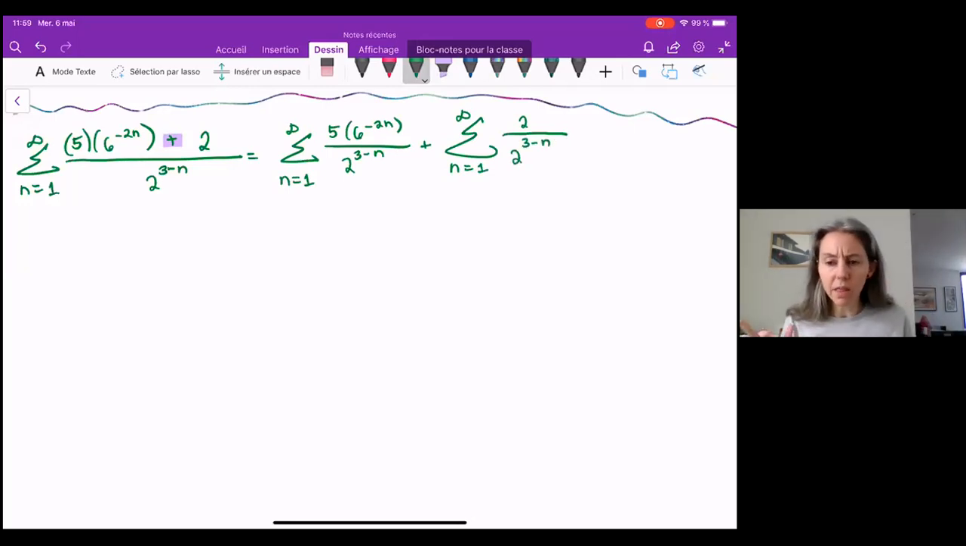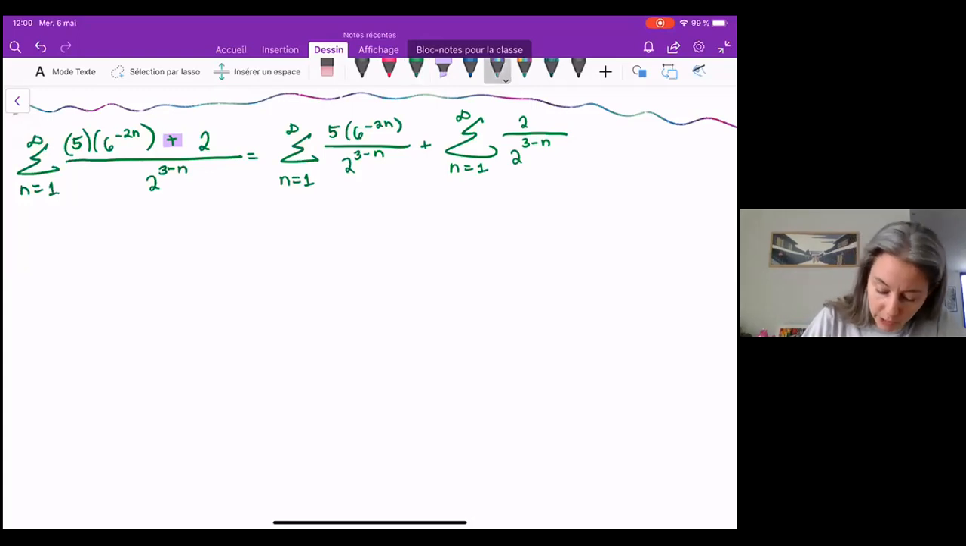Now I could simplify things, especially on the right side with that 2 over 2 to the 3 minus n, but I'm actually just going to leave this as is for the moment. Okay, so we have these 2 different series. I want to figure out separately if each of them converges or diverges.